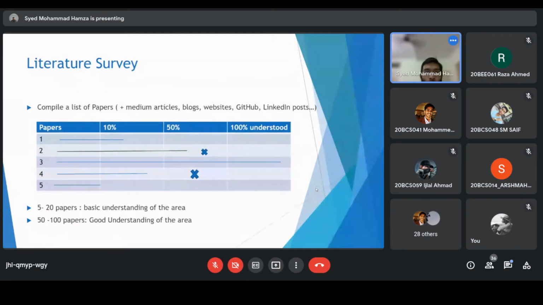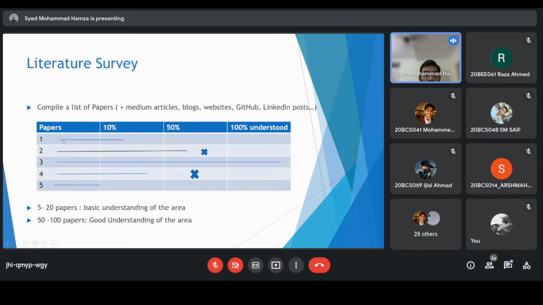So what we do is we compile a list of papers on an article or a topic, and this can be from a Medium article, this can be research papers, this can be blogs, websites, GitHub, LinkedIn posts, and so on. And then we take the list of, for example, 5 papers, and then we start reading one paper. The way I told you how to read one paper by multiple passes.